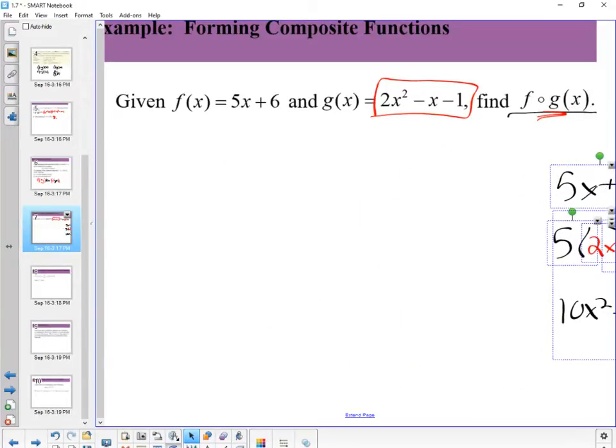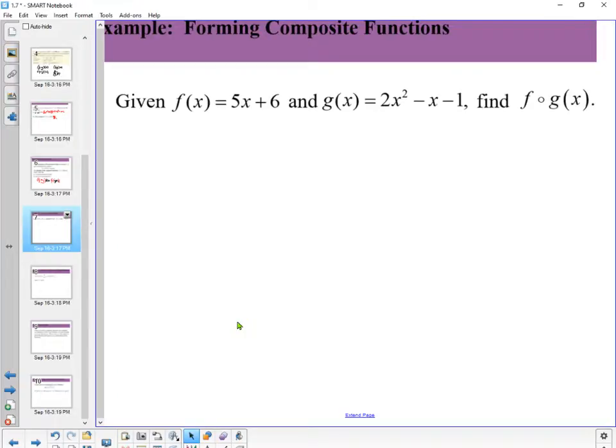Let's clear this. I want you to calculate g of f of x for me, please.